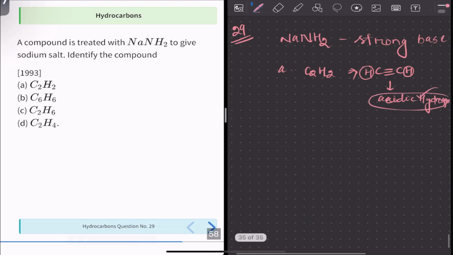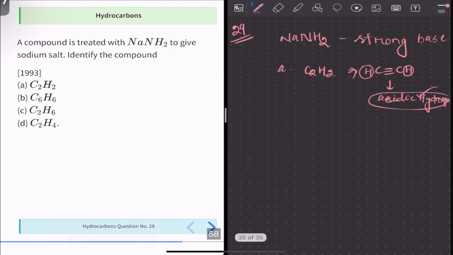So it will react with NaNH2 to form a salt. Which sodium salt? CH triple bond CH, NaNH2 will give CH triple bond C minus Na plus. Okay. C6H6 is benzene.